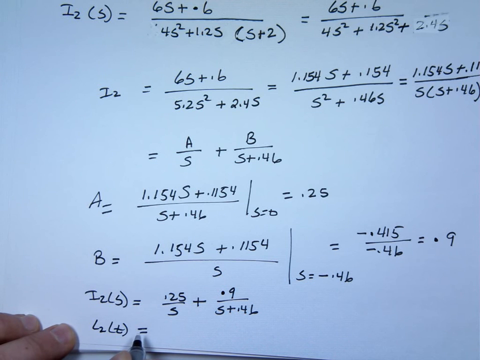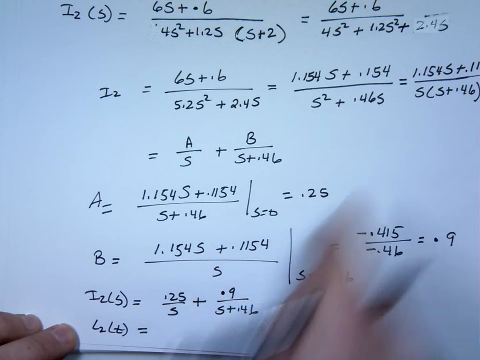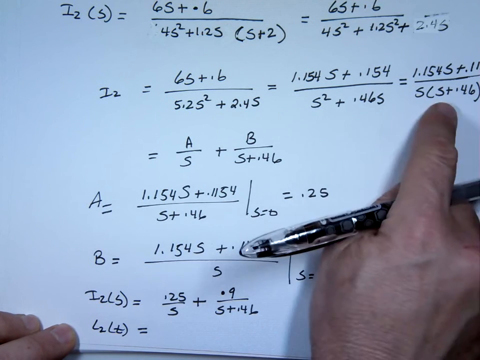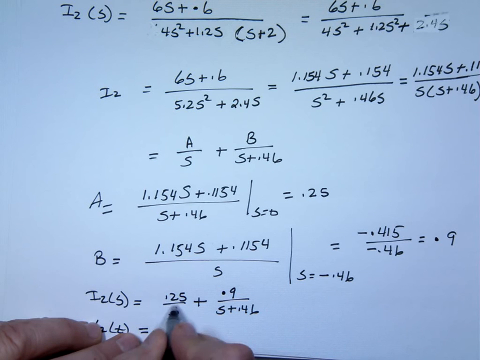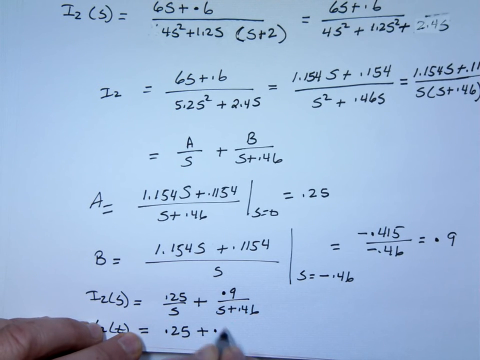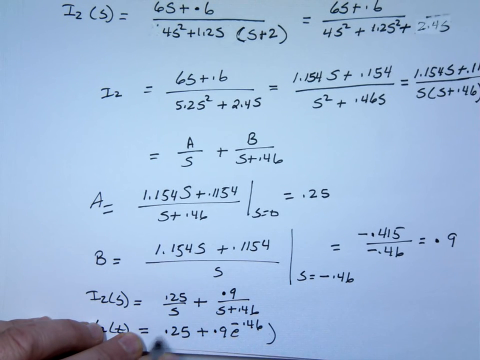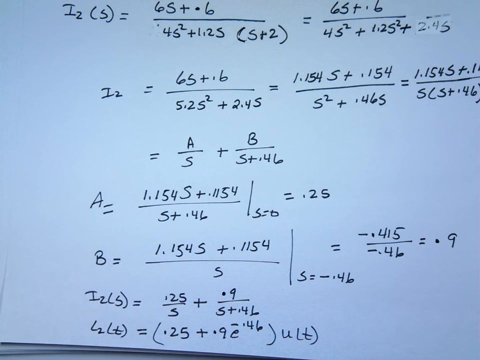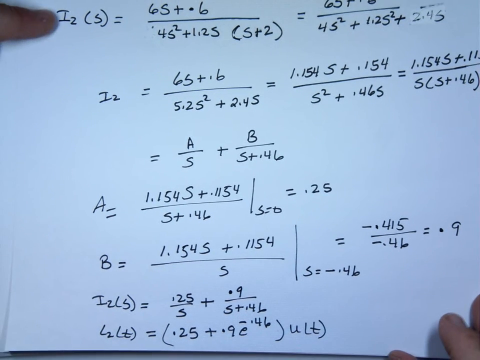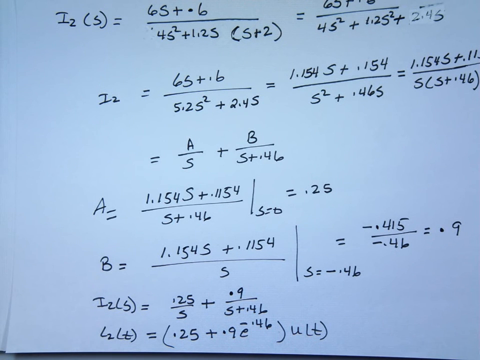Where's S squared? Nope, I factored an S out. Oh, yeah. Simple distinct root. Yep. So the inverse Laplace of this, that's 0.25 plus 0.9 e to the minus 0.46t, and that's u sub t. So if Tom is right, that'll be the answer. Is there a t? Yes, t.